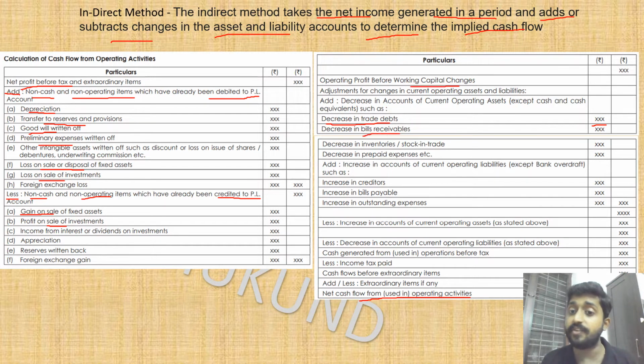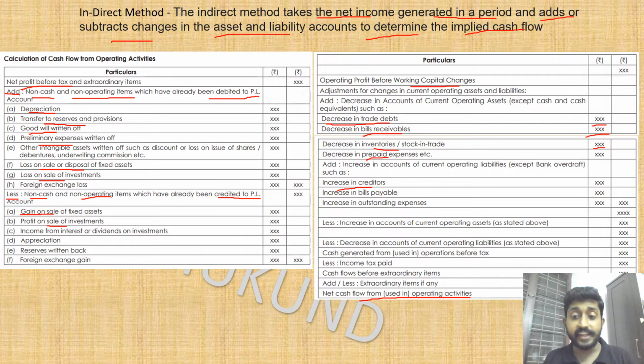Decrease in bills receivable, which is also on the asset side, should be added. Same way, decrease in inventory is good for the cash flow, so should be added. Prepaid expenses is also on the asset side, so it should also be added. Same way, for the current liabilities, the opposite will apply: increase in creditors will be added.